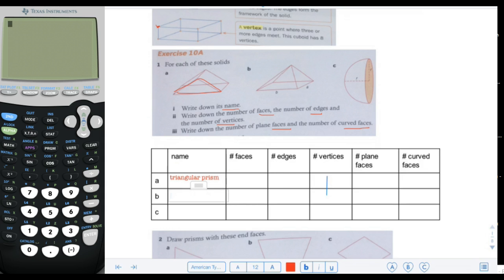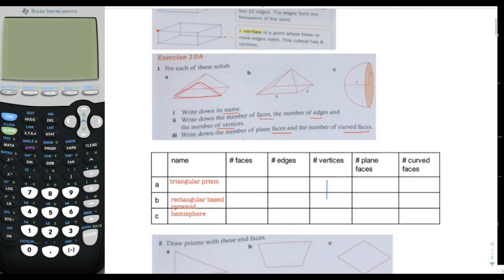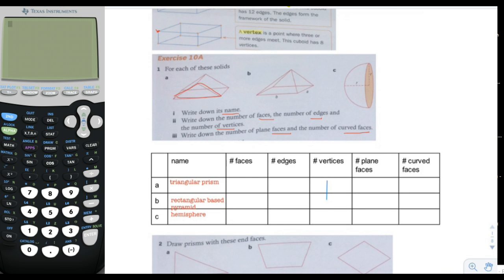It's a rectangular based pyramid. Maybe it's square based, but we can't really see. And then C would be what they call a hemisphere, which I'm sure you know from your experience with the globe. Half of a sphere. So let's write down the number of faces in a triangular prism. We've got 1, 2, the bottom, this side, and that side. So it looks like there's 4.